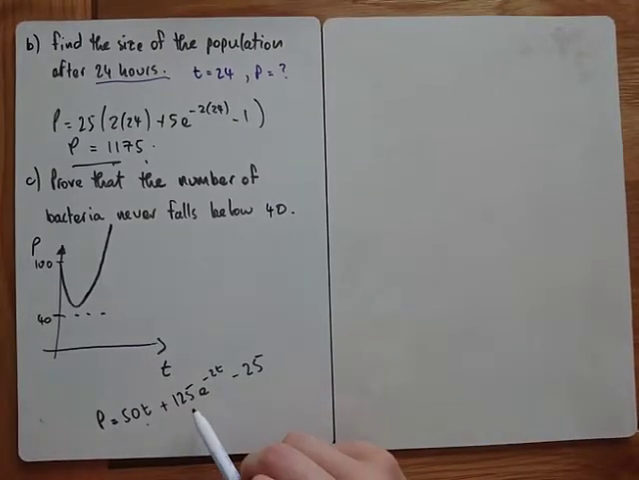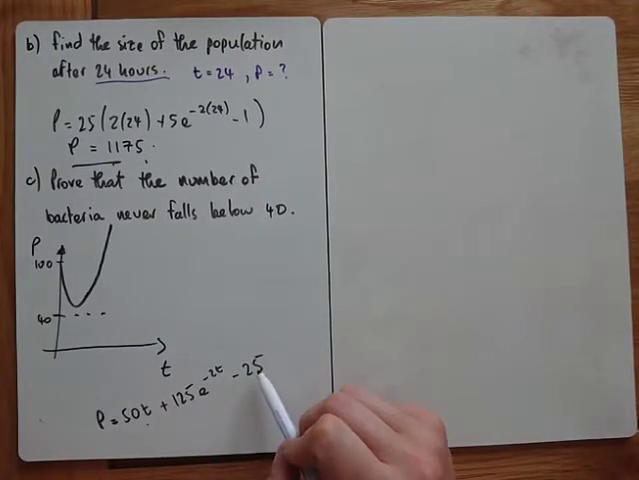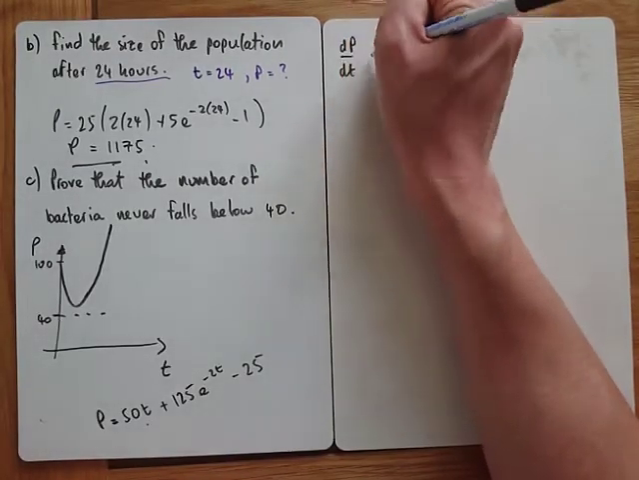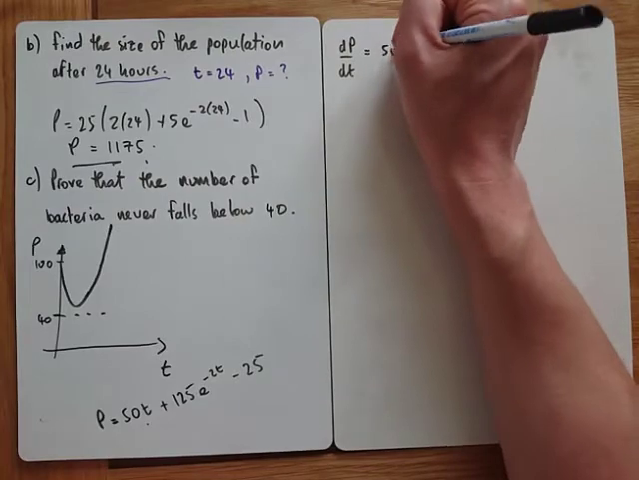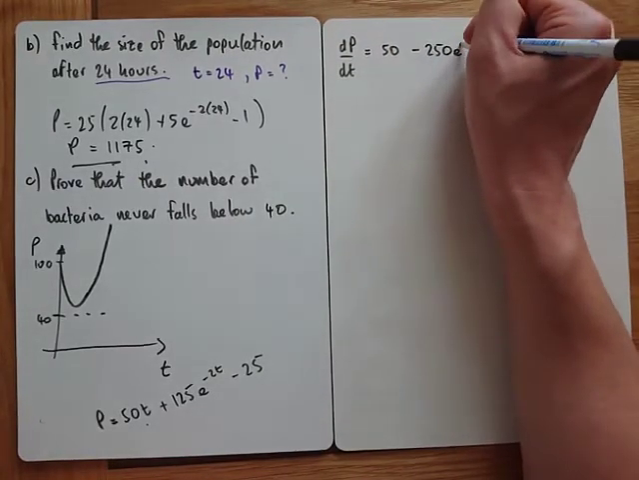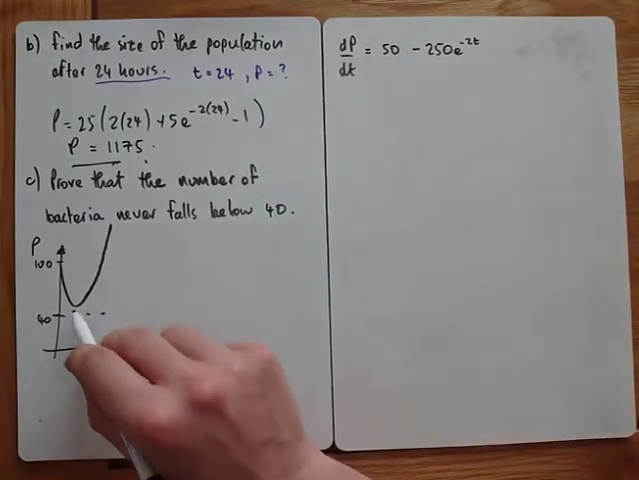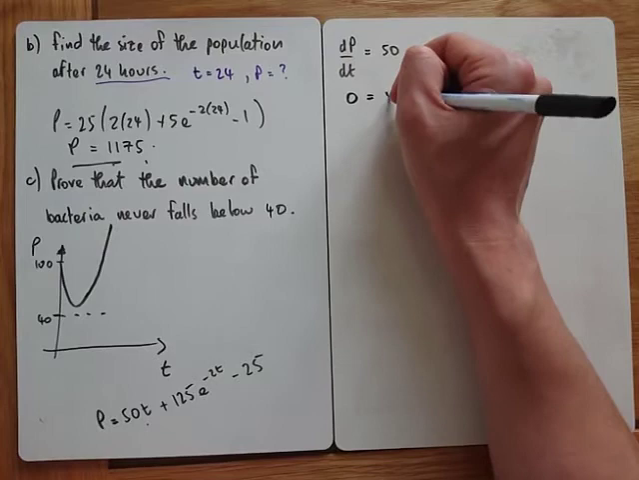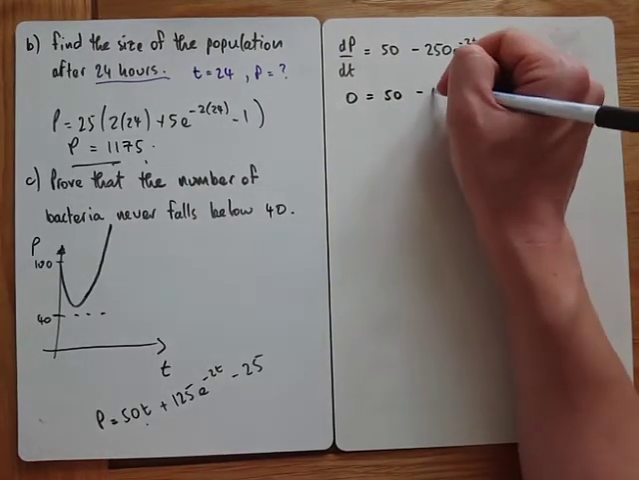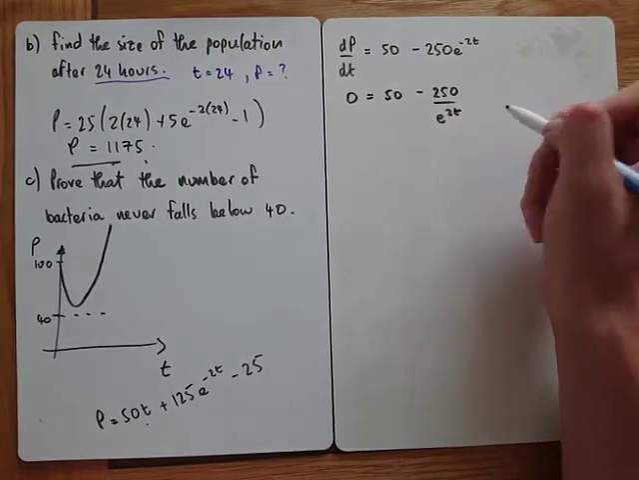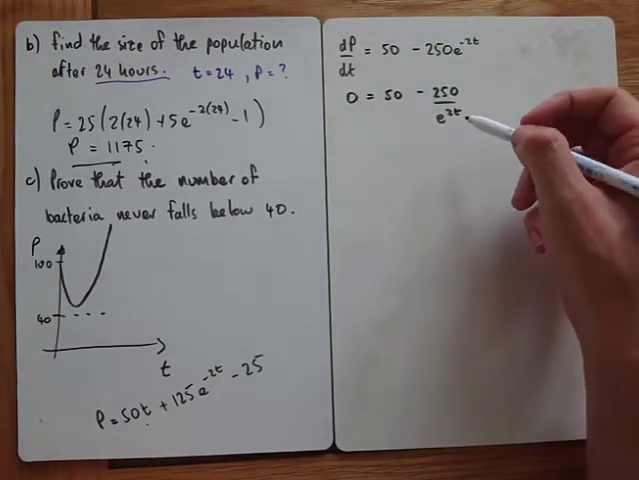Okay, so we've got p equals 50t plus 125 e to the minus 2t minus 25. If I differentiate that, dp by dt would be 50 minus 250 e to the minus 2t. The stationary point, so let's set it equal to 0. I like to take it out of index form when I rearrange because I think it's easier.